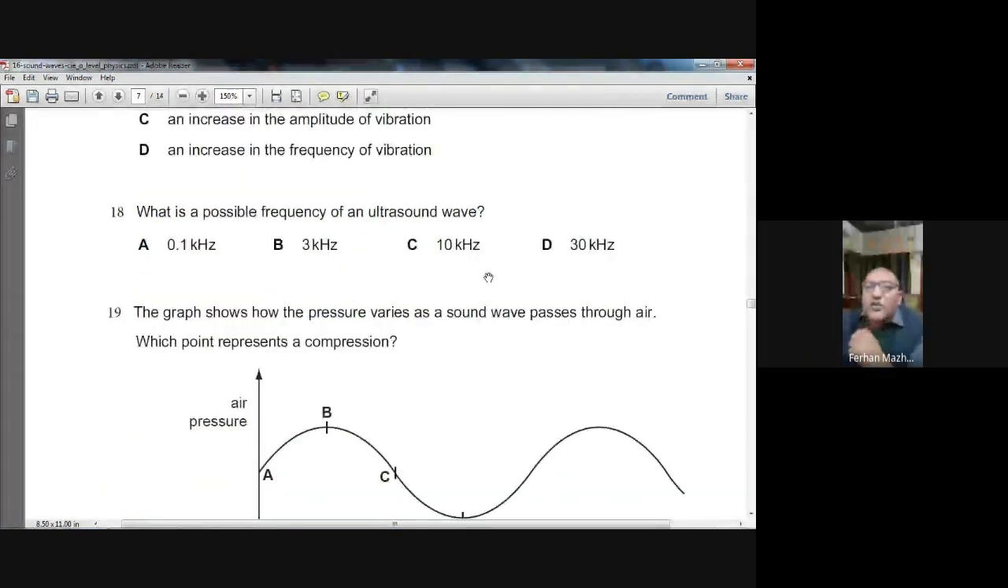On your screen, question number 18. What is the possible frequency of an ultrasound wave? D part, sir. Ultrasound should have a frequency which is more than 20K. K means kilo, 20,000. 20K hertz. So it would be D part, because D is 30K. 30K means 30,000. It's more than 20,000.